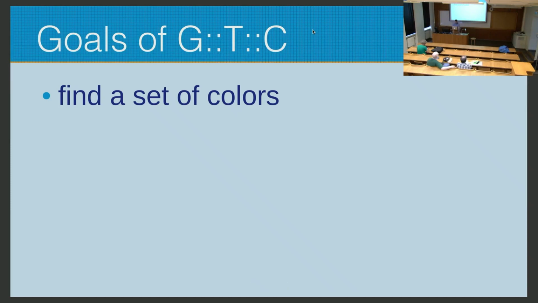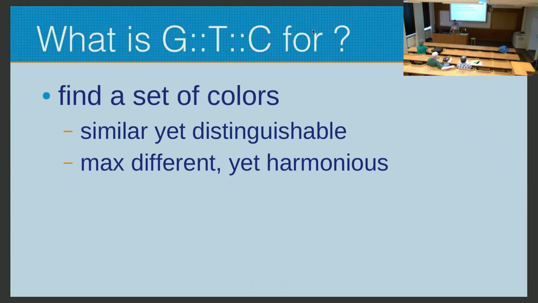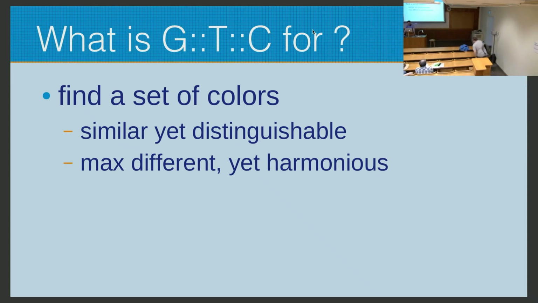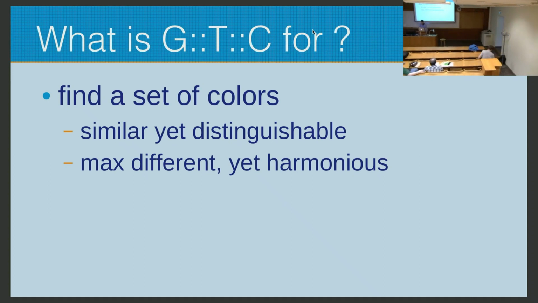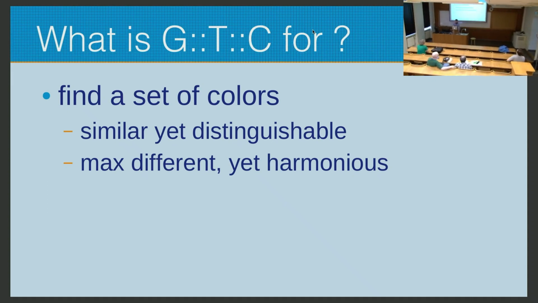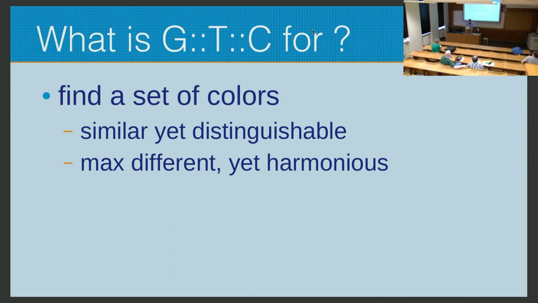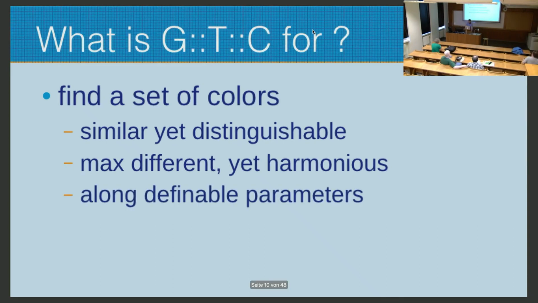To reiterate, GTC is to give you a set of colors. For instance, one use case is that you want a bunch of colors, maximally different, yet harmonious, something you probably want in a plot. So you want all the graphs distinguishable, but they have to fit together somewhat so you have a nice plot you can look at. That is one of the use cases. It's one function call with GTC, and you get all you need.